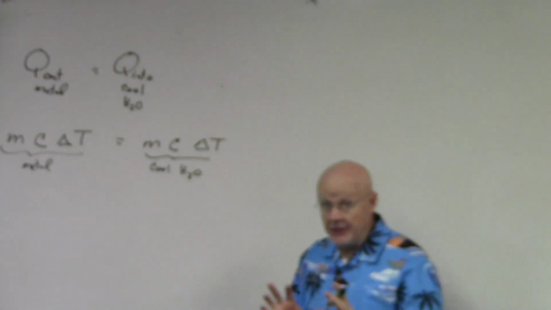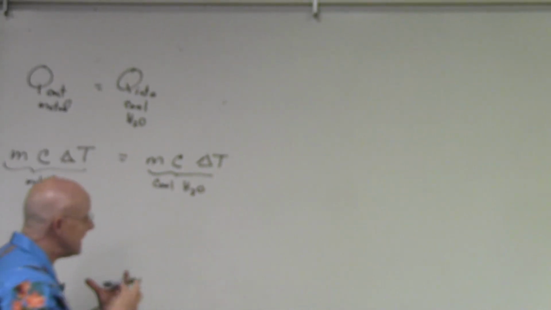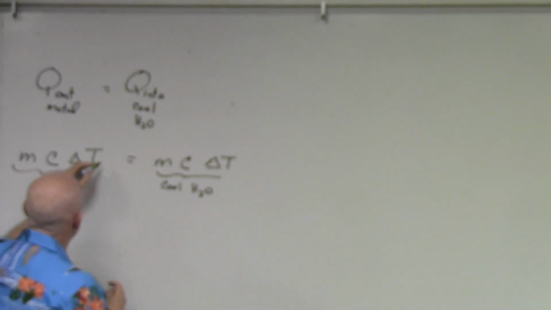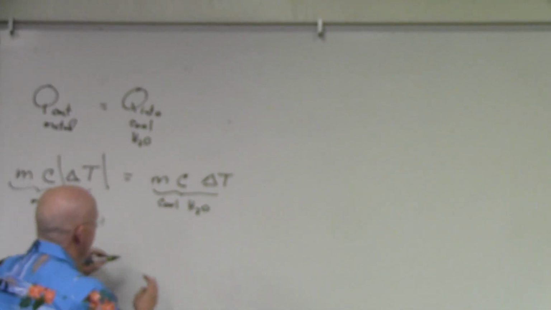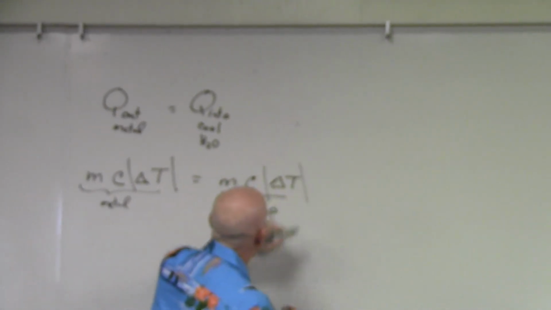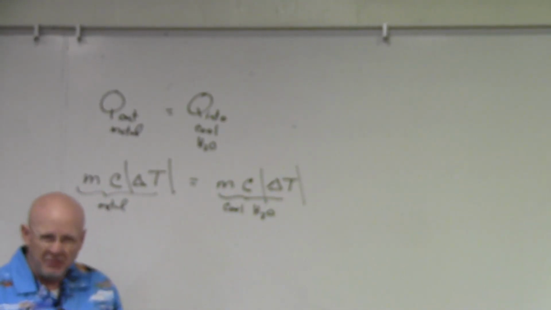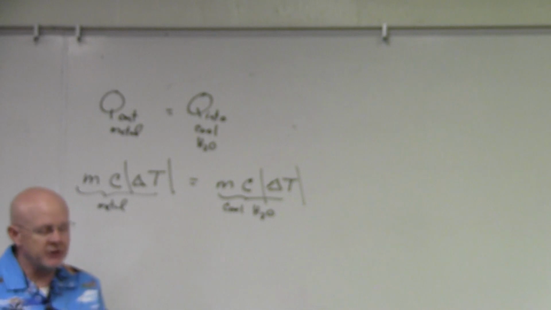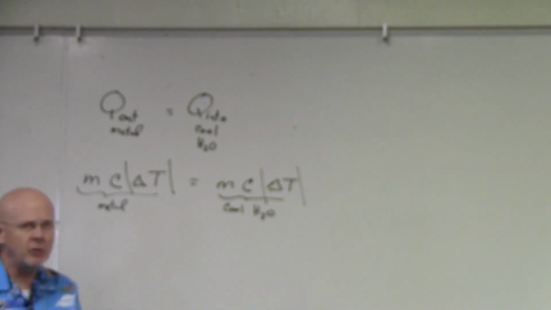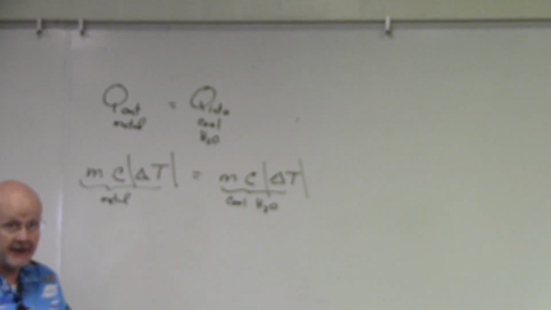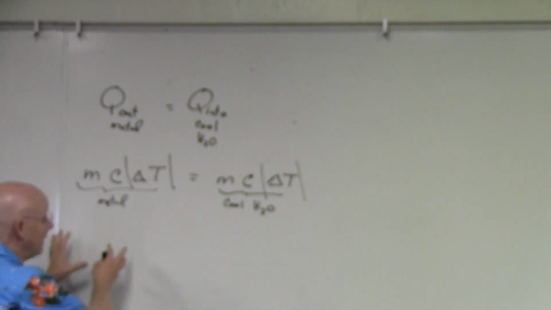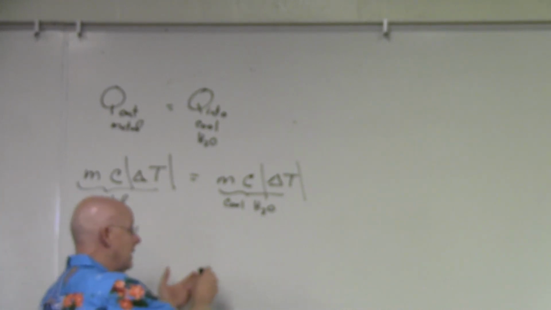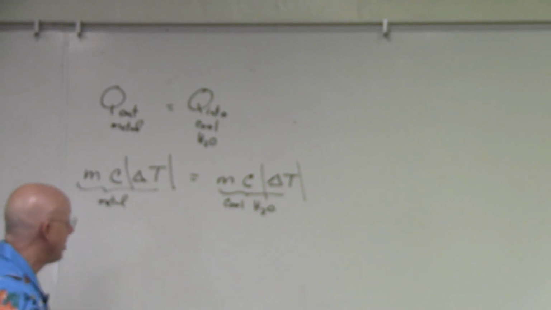Now, a little subtlety here is, since I'm talking in absolute values, let me make sure that I put absolute value here, because usually when you calculate a temperature difference, you go final minus initial, and that's fine. We just don't want any negative numbers here, okay? And so the energy out of the hot metal goes into the cold water.